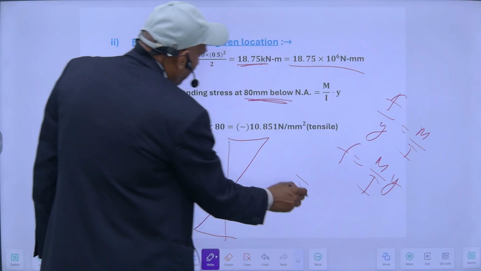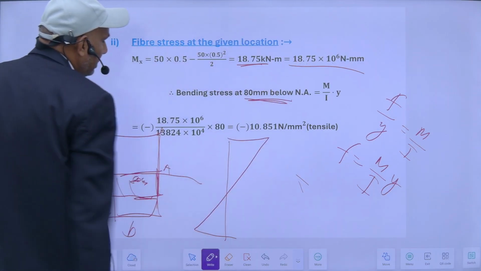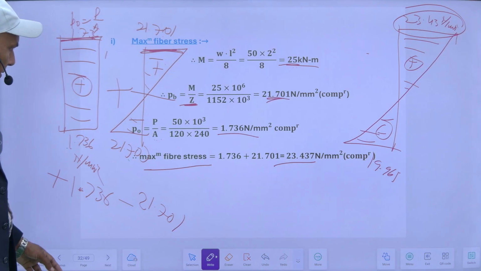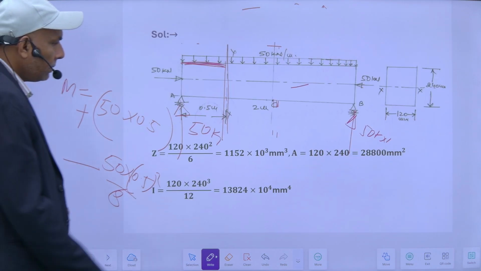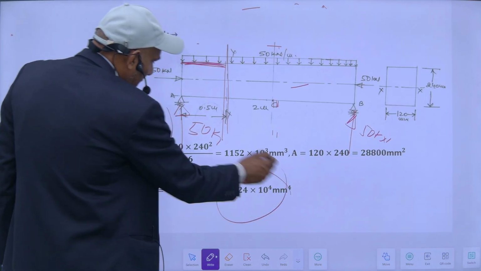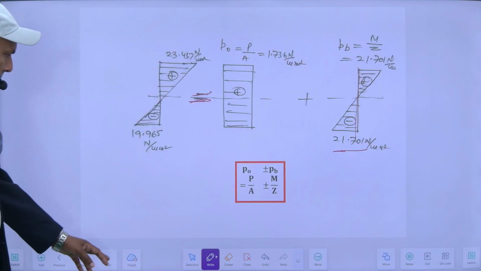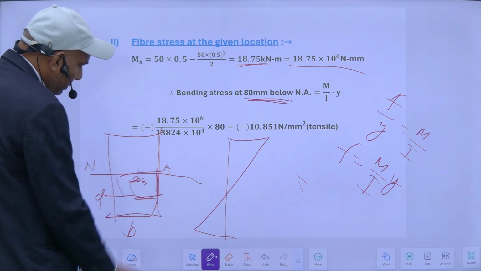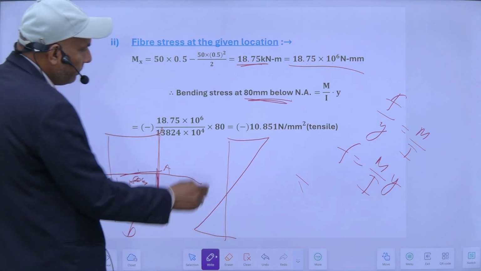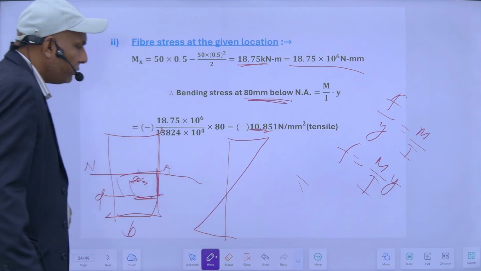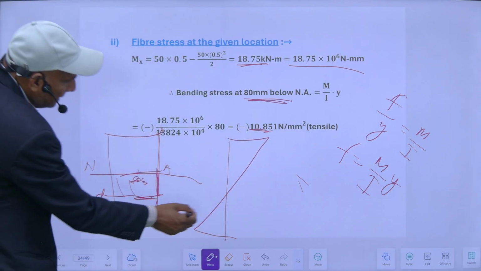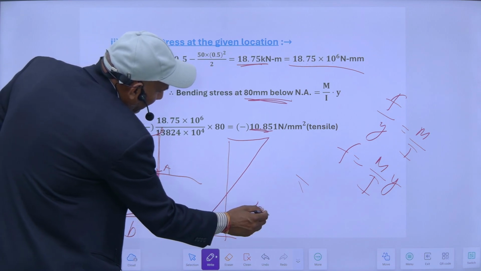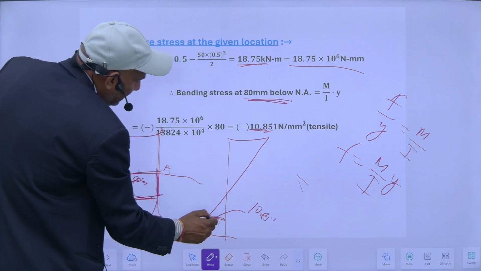So my moment is this much, upon my moment of inertia, this is the moment of inertia, M upon I into this much distance. That will give this value, 10.85 Newton per mm square, and this is tensile here. So it is 10.85 Newton per mm square, tensile, so it is minus.